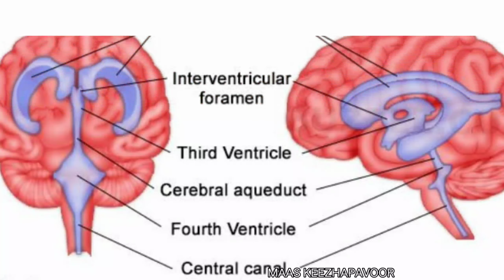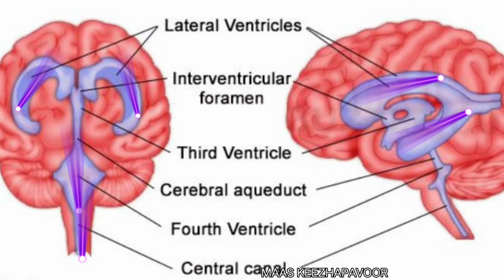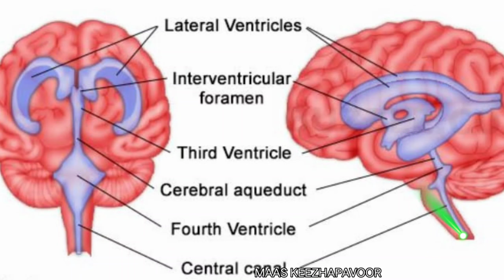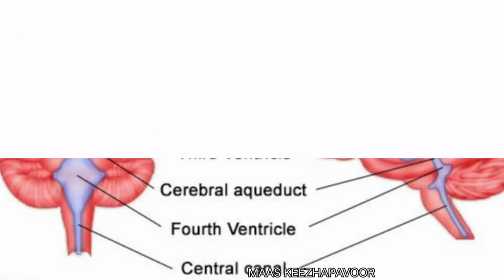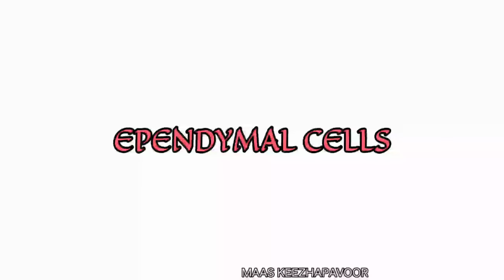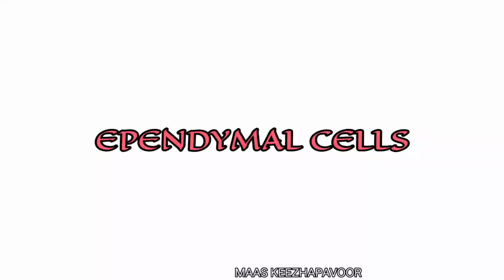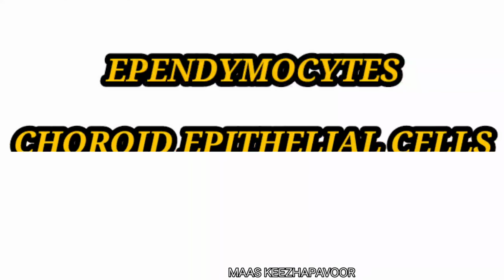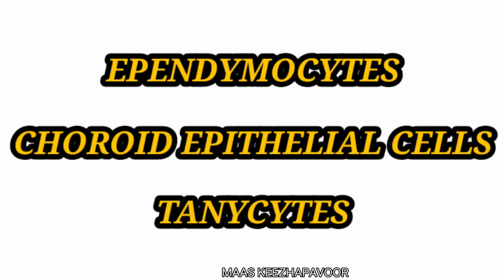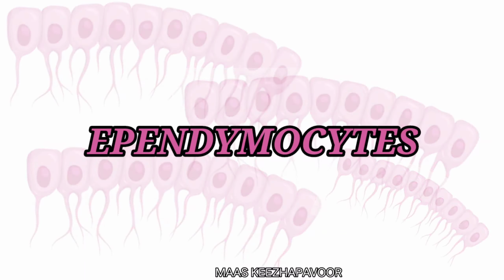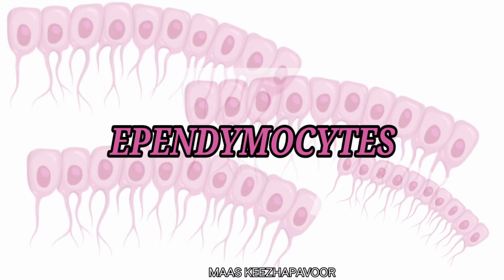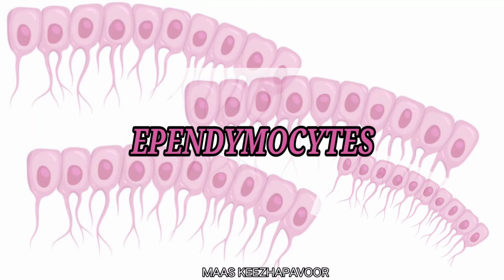The ependymal cells line the ventricles of the brain and also the central canal of the spinal cord. These cells are of three types. They are ependymocytes, choroid epithelial cells, and tannocytes. The ependymocytes are the majority of ependymal cells.